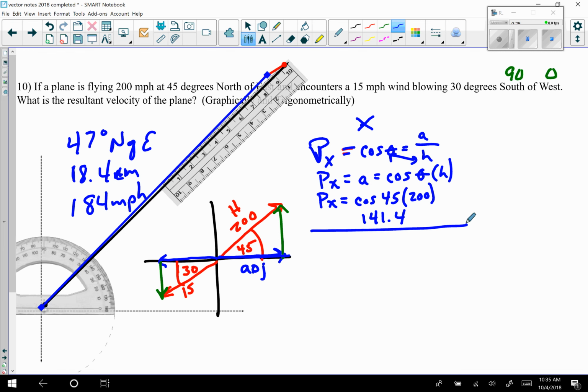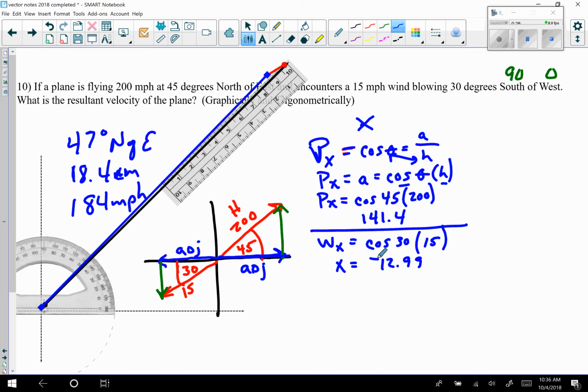Well, let's add that to how much the wind is actually going. Well, the wind is also blowing in the x direction, and this is the adjacent side. Okay. And so I'm going to use the same formula, the cosine, but this time it's 30 degrees times the hypotenuse of 15 miles an hour. So once again, cosine times hypotenuse still gives me the x direction. And when you put that together, you're going to end up getting a 12.99. But it's not positive, it's negative because the wind's blowing to the west or left.